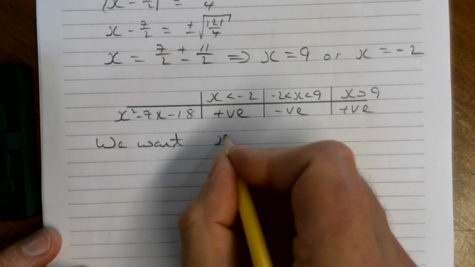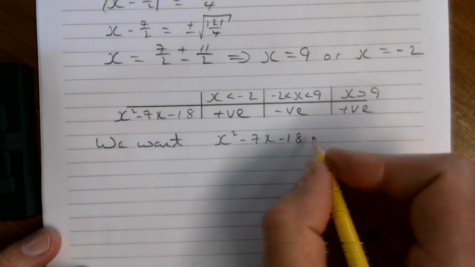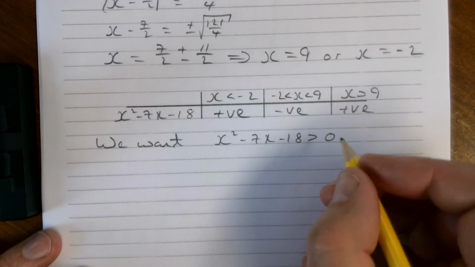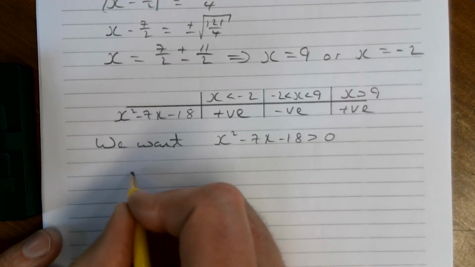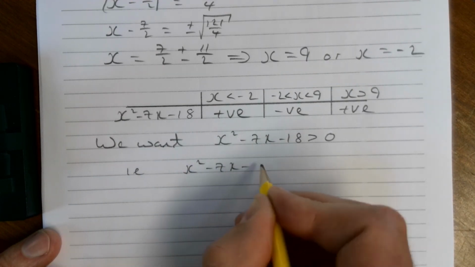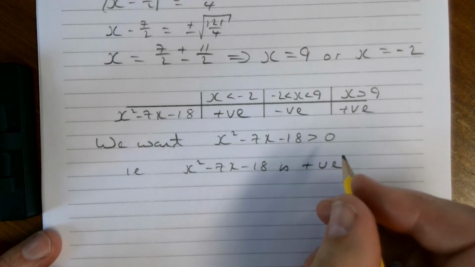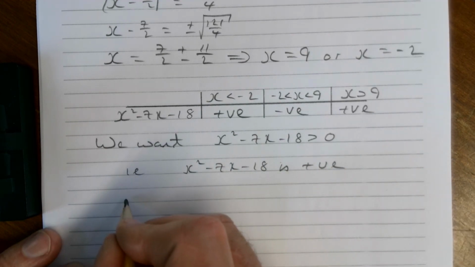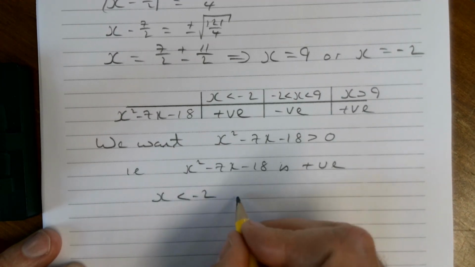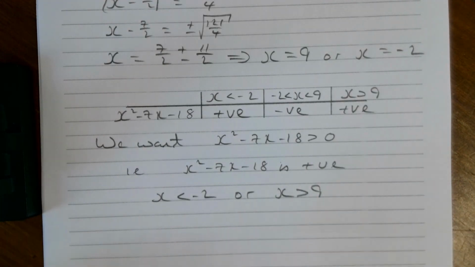What do we want in our question here? We want where x squared minus 7x minus 18 is greater than 0. That's the same as x squared minus 7x minus 18 being positive. And that happens then when x is less than minus 2, or x is greater than 9.